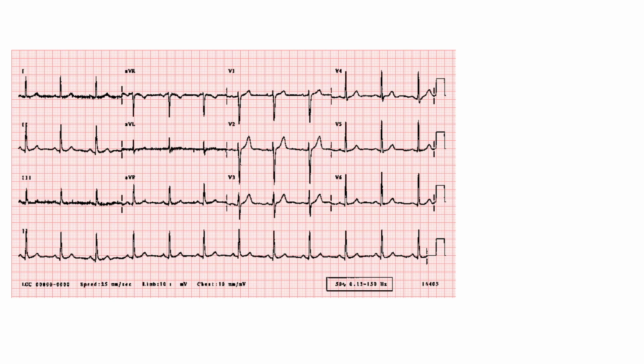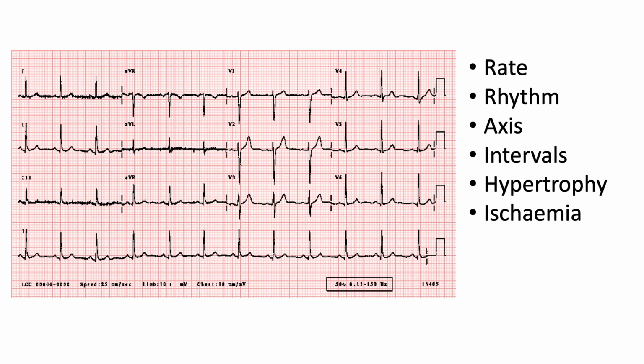So my approach here is that I'm going to be showing you the ECG, and my suggestion is that you pause the video and take a few moments to analyze it according to our schemata. So what do we see here? Our schemata is rate, rhythm, axis, intervals, hypertrophy, and ischemia. So what can we see here, my friends?